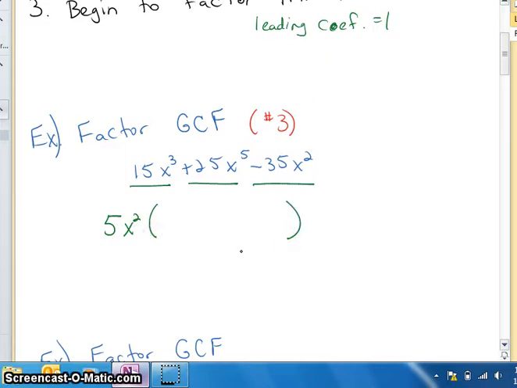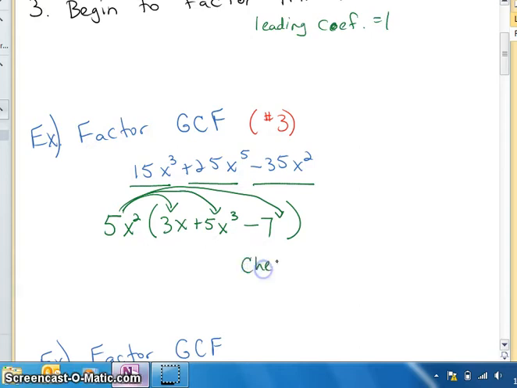What's left goes inside the parentheses. So 5x squared times this is going to give me 5x cubed. So 5x squared times 3x. 5x squared times this is going to give me 25x to the 5th. So that's 5x cubed. And then 5x squared times this is going to give me negative 35x squared. Well, that's just a negative 7. I can check it by distributing to see if I got the right answer. And I did.